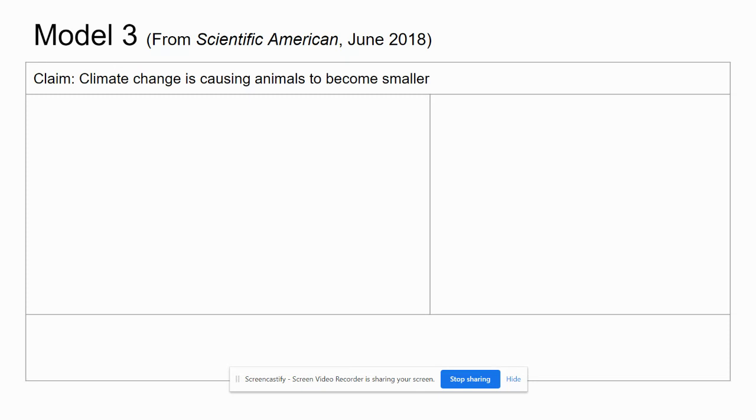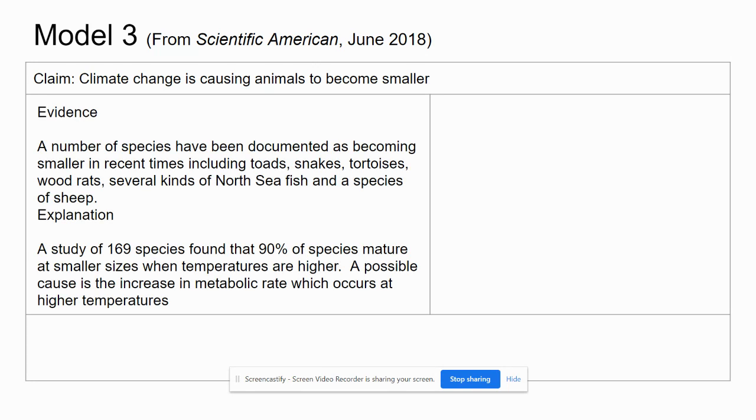Model 3 is actually from Scientific American. If you're interested in it, you can look up the June 2018 issue. The claim is that climate change is causing animals to become smaller. The evidence is that a number of species have recently been documented as having shrunk. And further evidence is that we can explain this using a study where from 169 species, 90% of the species were found to shrink when the temperatures were higher, or they were found to mature at smaller sizes, so over time they shrink. And there's a possible cause between the increased metabolic rate at higher temperatures.